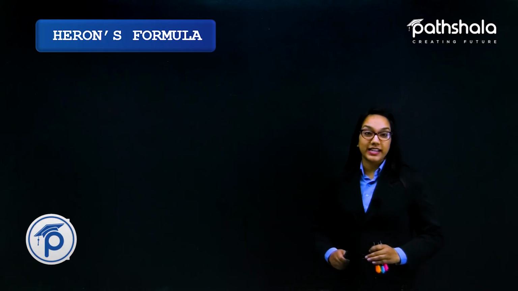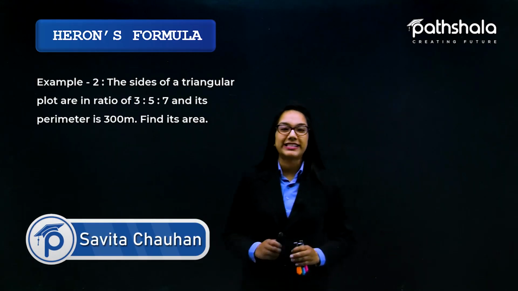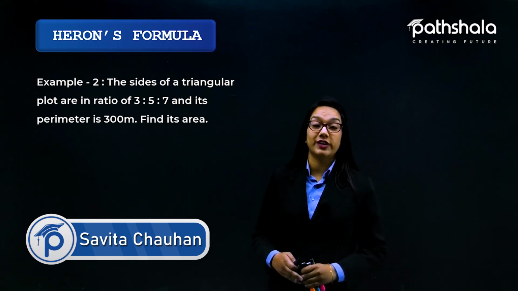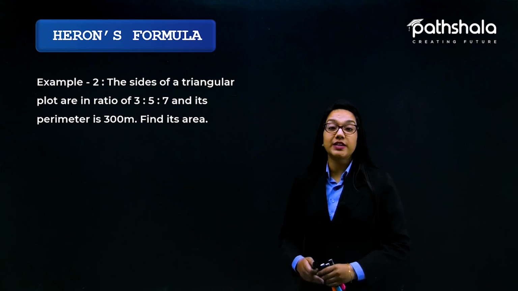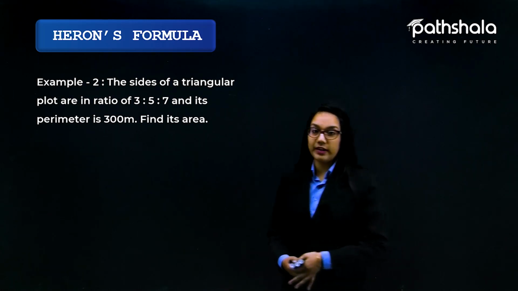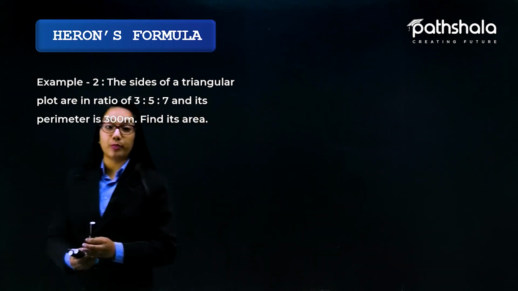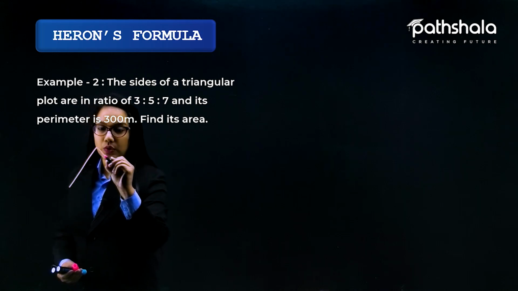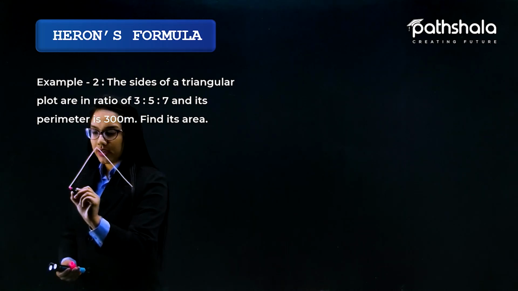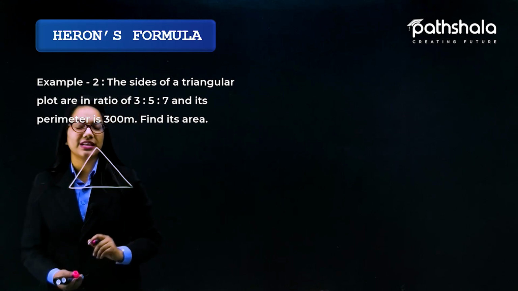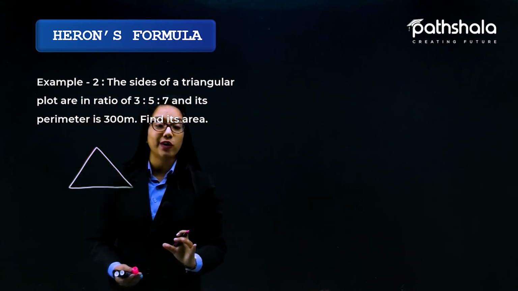So let's see the next example, example number 2. It says that the sides of a triangular plot are in the ratio 3:5:7 and its perimeter is 300 meters. We have to find its area. Let us suppose this is my triangular plot, the same case as the triangular garden we took earlier.